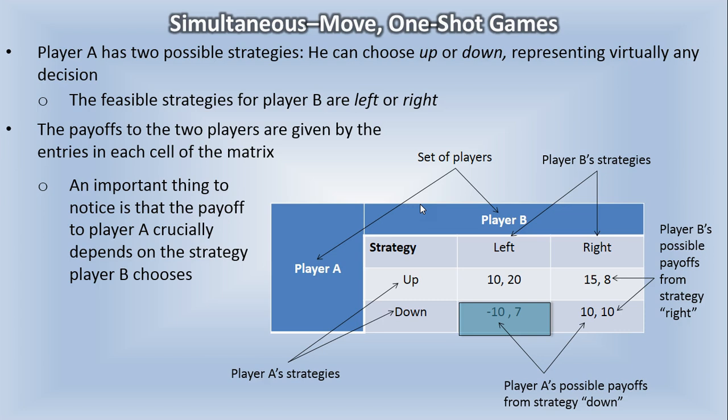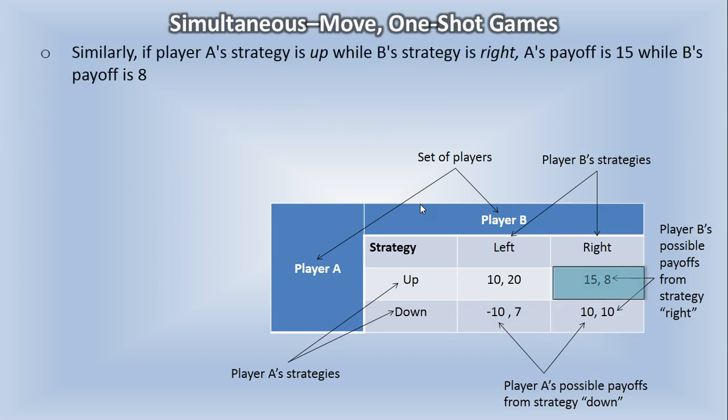But if player A were to choose down and player B were to choose right, then obviously player A would wind up with 10 versus -10. So again, their strategy is chosen by them, but the outcome is chosen based on what the rival does as well. So if player A's strategy is to play up, while player B's strategy is to play right, then player A is going to get 15 units of profit, let's say. And then player B is going to make 8 units.